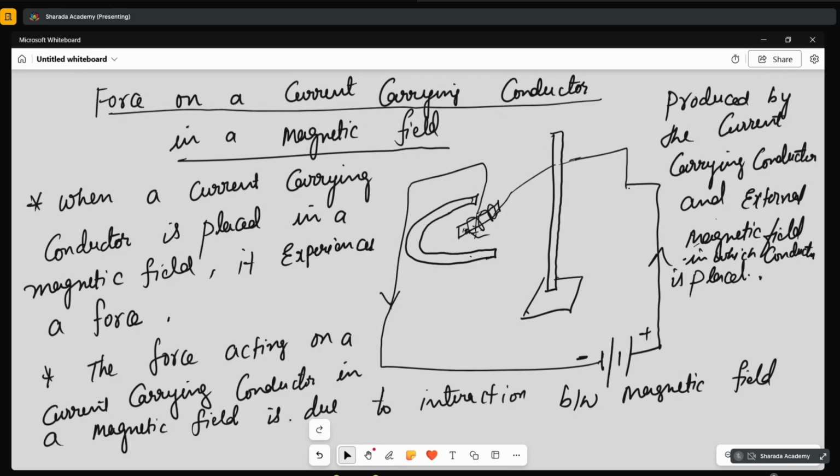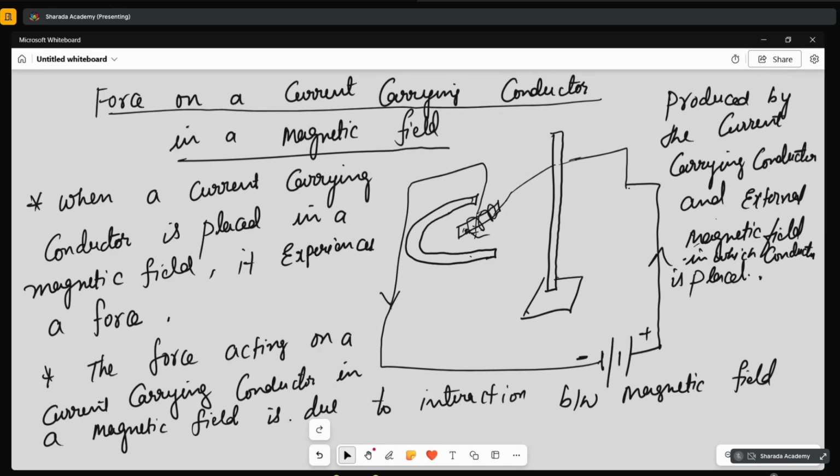There will be two magnetic fields around the conductor: one due to the permanent magnet and the other due to the magnetic field produced by the conductor. Whenever you have two magnetic fields, there will be either a repulsive or an attractive force acting on the conductor. Because of that, a force will be experienced by the conductor.